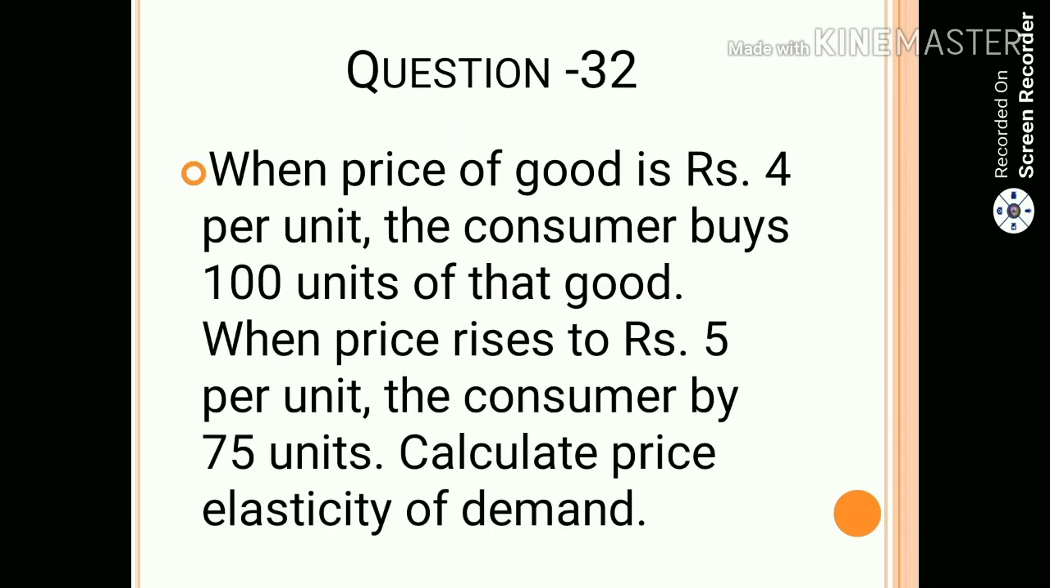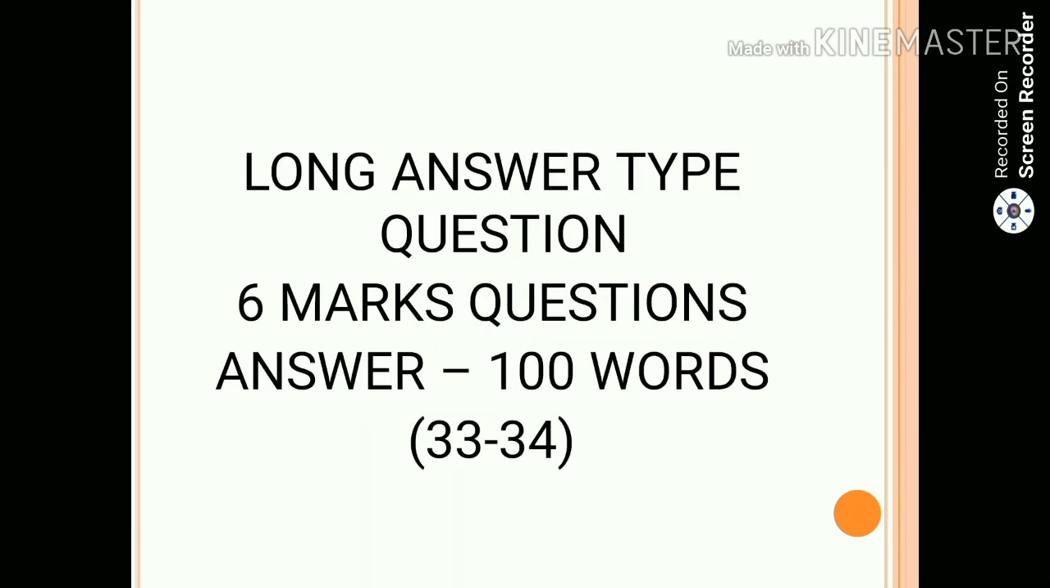Question number 32. When price of good is rupees 4 per unit, the consumer buys 100 units of that good. When price rises to rupees 5 per unit, the consumer buys 75 units. Calculate price elasticity of demand. Six-mark question.